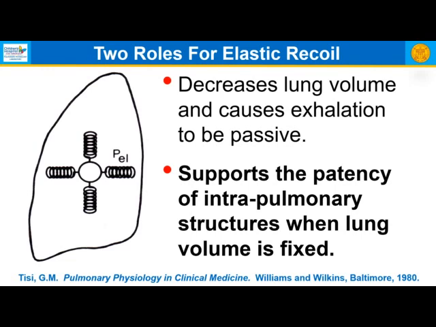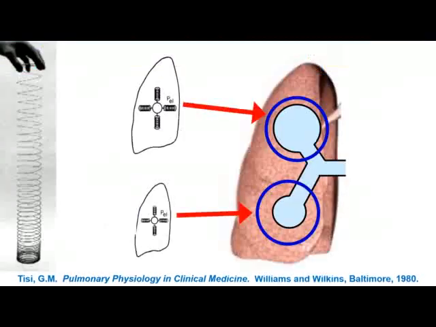So remember the two roles for elastic recoil. Yes, elastic recoil does decrease lung volume and cause exhalation to be passive, but its more important function is to support the patency of intrapulmonary structures when lung volume is fixed. So, of course, if lung volume is decreased, you have less support here and the structures are smaller. If you have higher lung volume, then the pull is greater and the structures are larger.